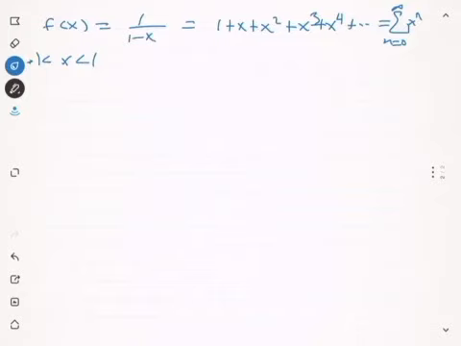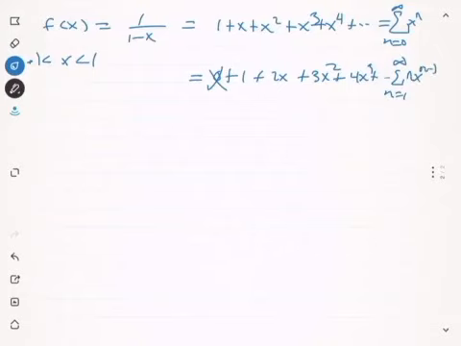Then if you take the derivative of this series term by term, I'm going to write an equal sign here. So the derivative of 1 is equal to 0, then 1, then plus 2x, plus 3x squared, plus 4x cubed plus blah blah blah, and then this will be the sum as n goes from 1 to infinity, because the first term is dead, of n x to the n minus 1.